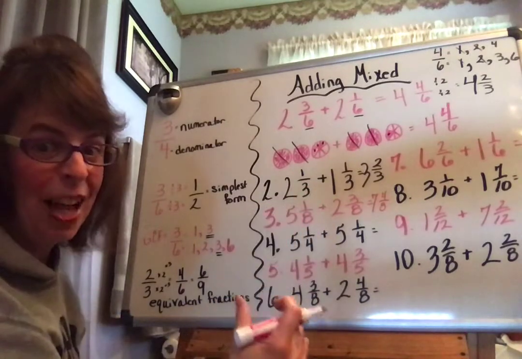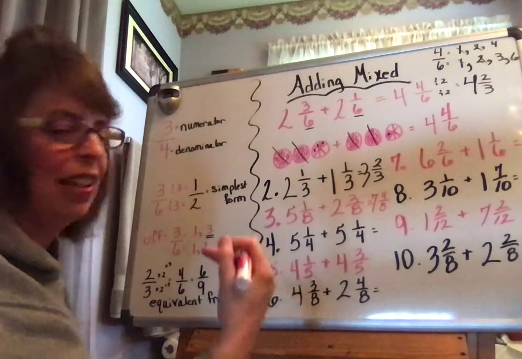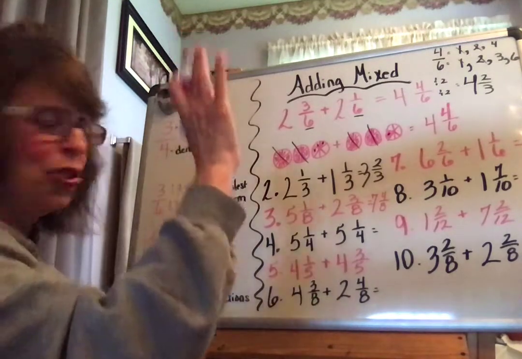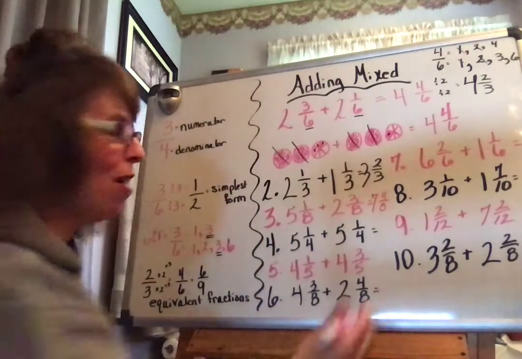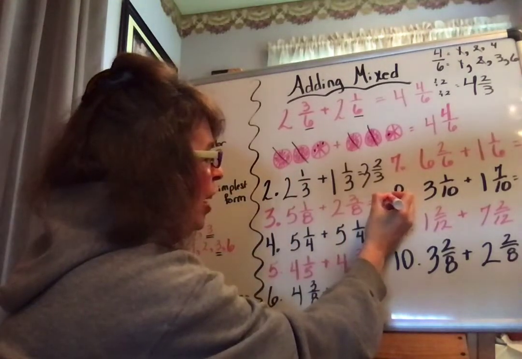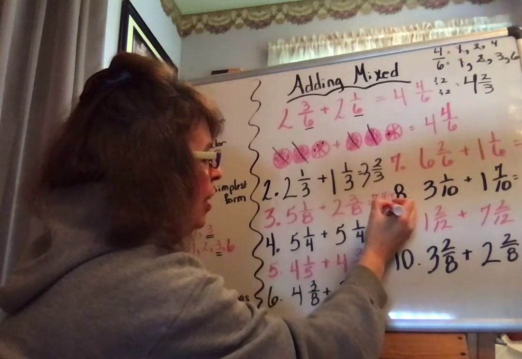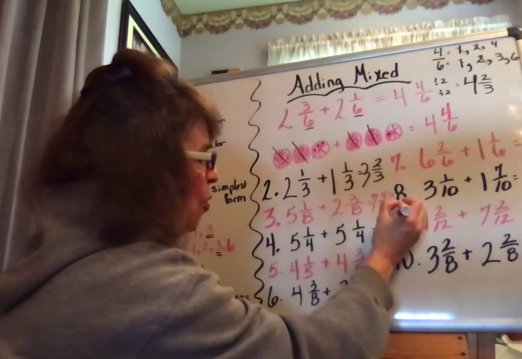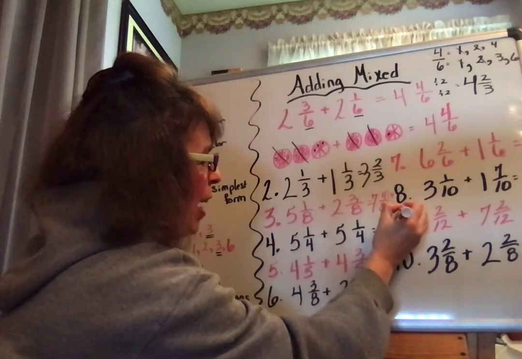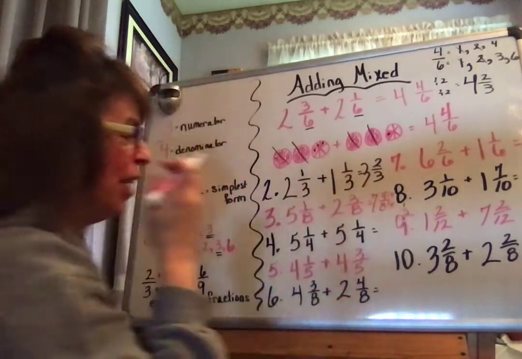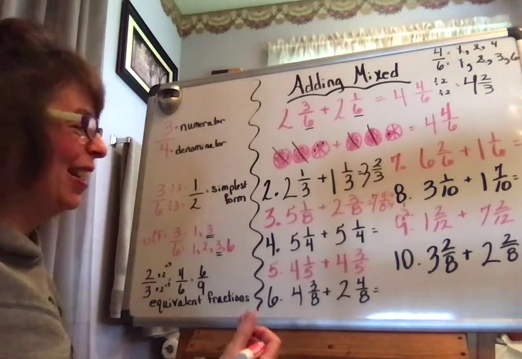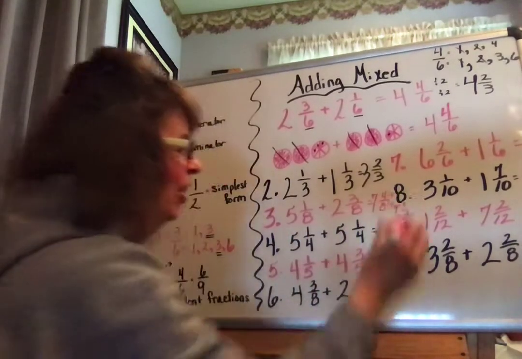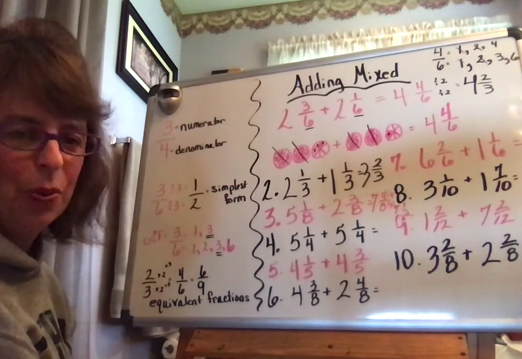4 and 8, even numbers, so we have to simplify. So hopefully you guys are saying, I know, Mrs. Dolan, I know it. Divide by 4. You're right, because 4 is the greatest common factor of 4 and 8. So what's 4 divided by 4? 1. And what's 8 divided by 4? 2. So 4/8 in simplest form is 1/2. And don't forget to bring over your whole number, 7 and 1/2.